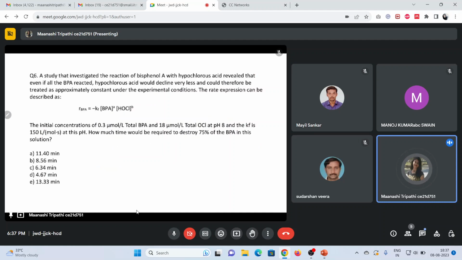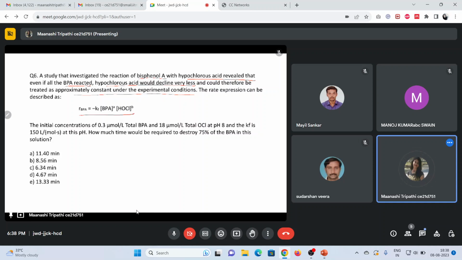So moving forward, question number 6: a study that investigated the reaction of bisphenol A with hypochlorous acid revealed that even if all the BPA reacted, BPA is bisphenol A, hypochlorous acid would decline very little and could therefore be treated as approximately constant under the experimental condition. The rate expression can be described as this.